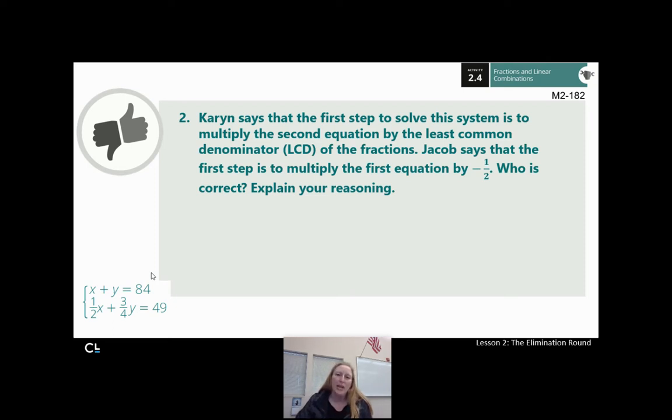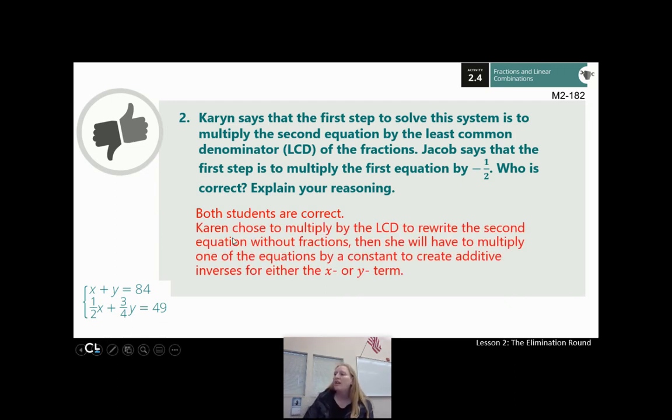So it turns out both are correct. We've talked many times about how there's a lot of different ways to solve these. Karen didn't like the fractions. And she was like, you know what? If I multiply everything by 4, that will make the fractions go away. Fair enough. So she wasn't wrong. Karen chose to multiply by the least common denominator to rewrite that second equation without fractions. And then she'll just have to multiply one of the equations by a constant to create those additive inverses, those opposites, for either the x or the y term. So she's not wrong. That's a way of doing it.